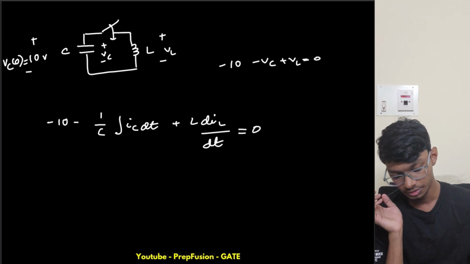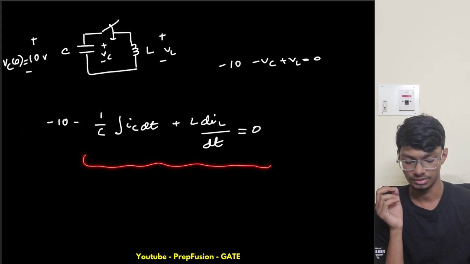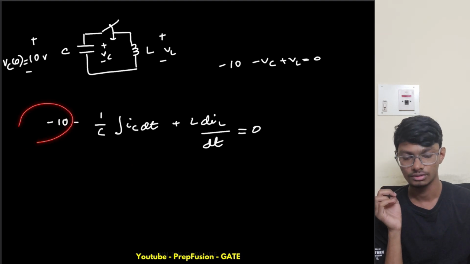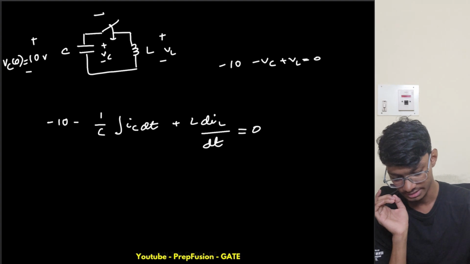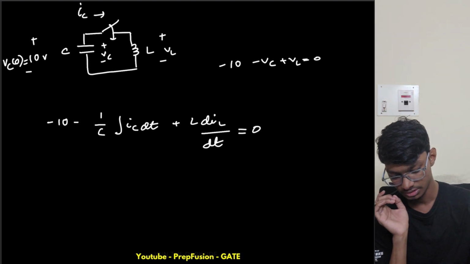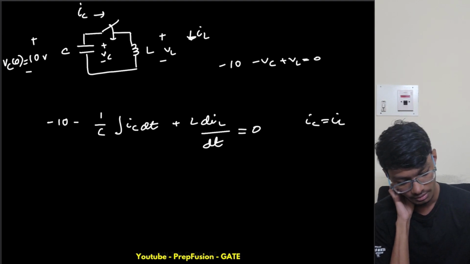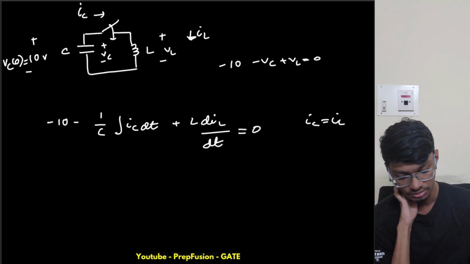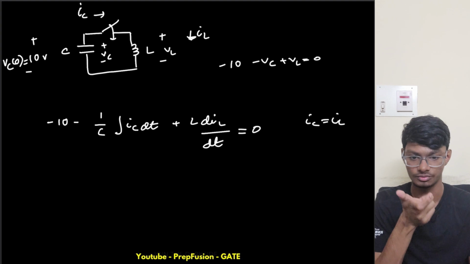Now, due to this term, the whole equation is becoming non-linear. So what should I do? One more thing, this IC equals this IL only. So I will not be able to find this IL very easily, but this will become a non-homogeneous equation basically.